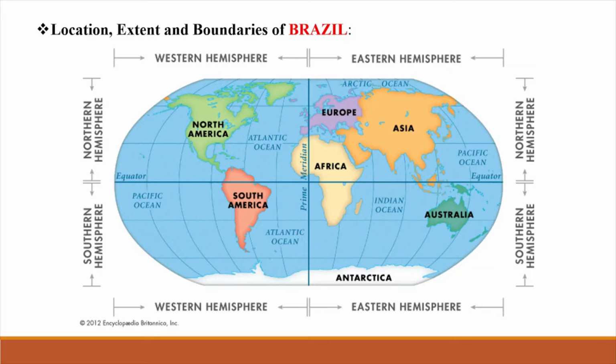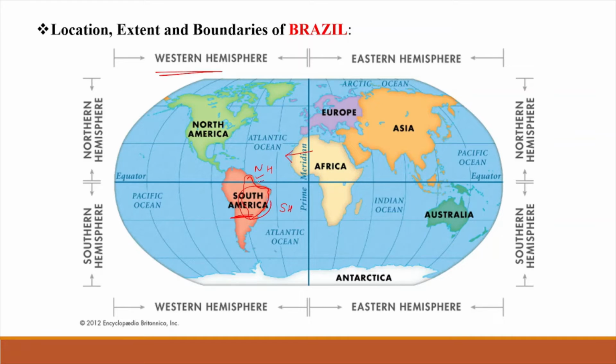Now let's understand the location, extent, and boundaries of Brazil. Brazil lies in the South American continent over here, this red continent, and more or less this is where Brazil lies. So part of it lies in the northern hemisphere, and maximum part of it lies in the southern hemisphere. All right, it is west to the prime meridian, so it lies in the western hemisphere.